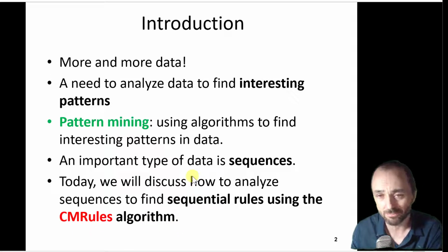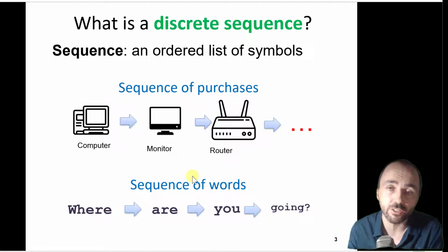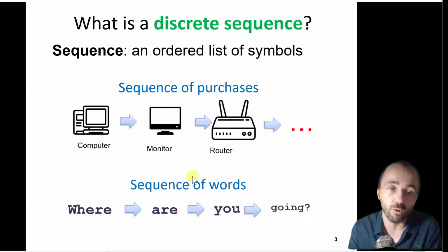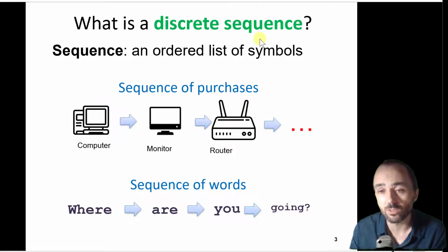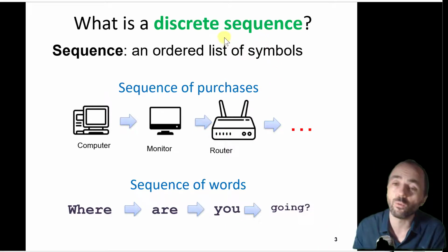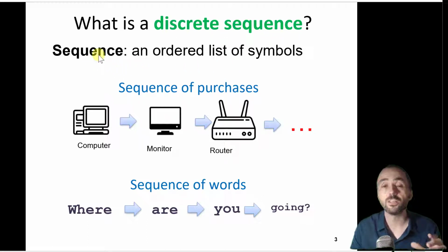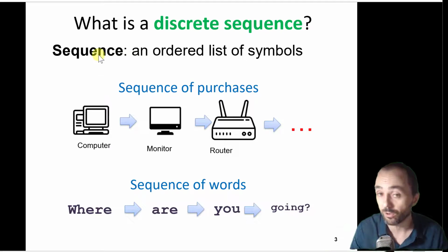So let's start. First, let me review some basic definitions. If you watched my other video, you probably know already. But first, what is a sequence? What do we mean by this? We can also call it a discrete sequence. A sequence is a list of symbols that has some order.